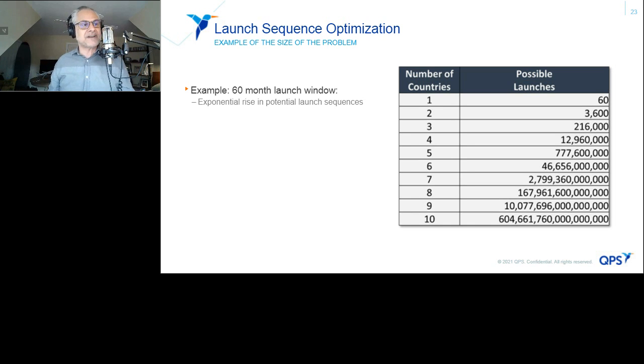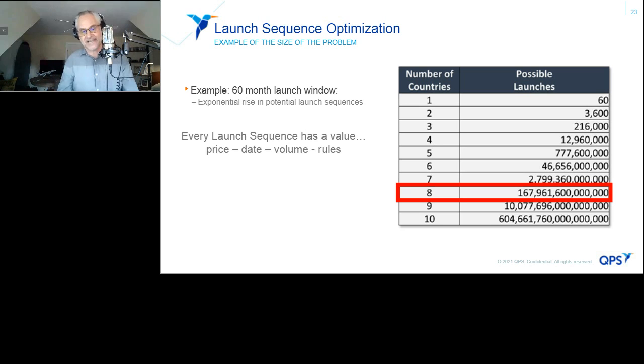Okay, as we start to factor in more and more countries, you can quickly see from this table how the problem quickly gets exponential. In fact, we only need to get to 8 countries where we've got a total of 167 trillion. That's 167 trillion potential launch sequences to consider. Now, conceptually, each launch sequence has a value. It has a value because we've got a price that we're going to launch into each market.